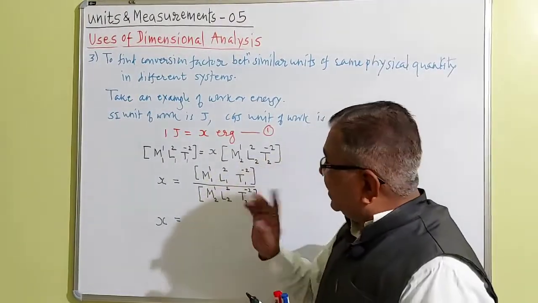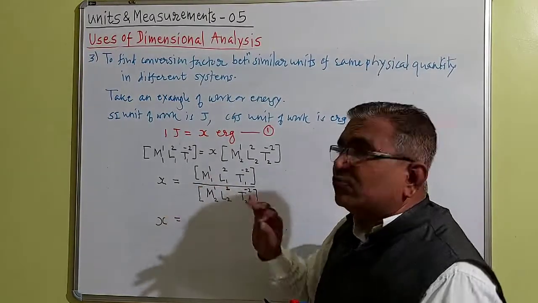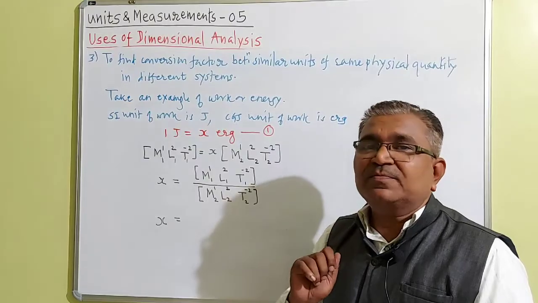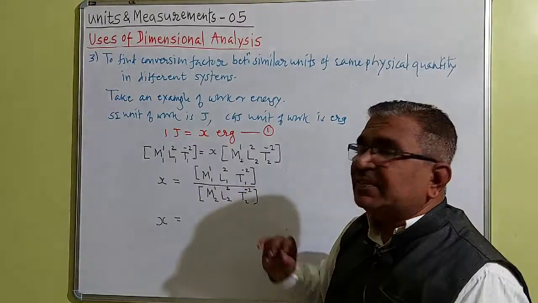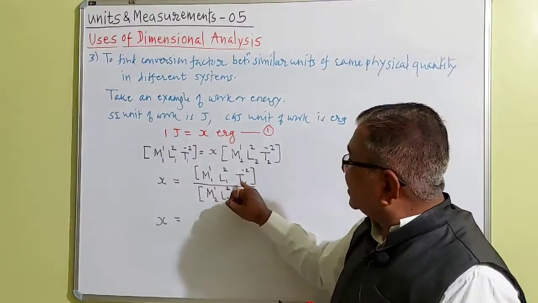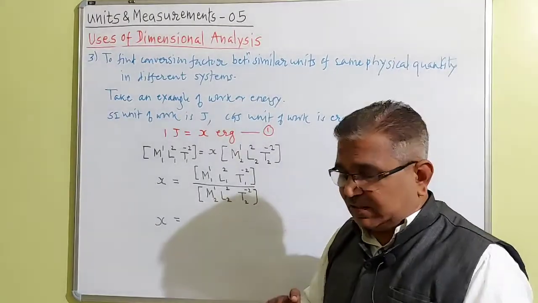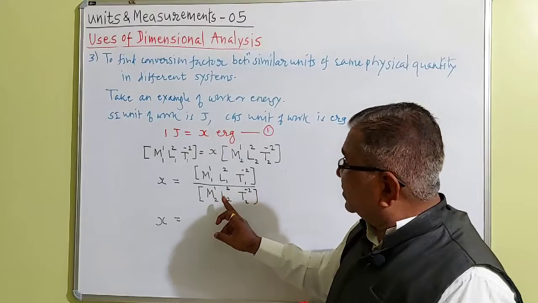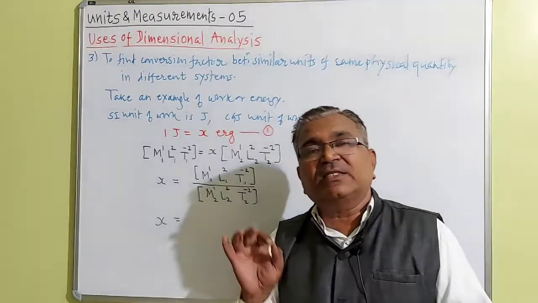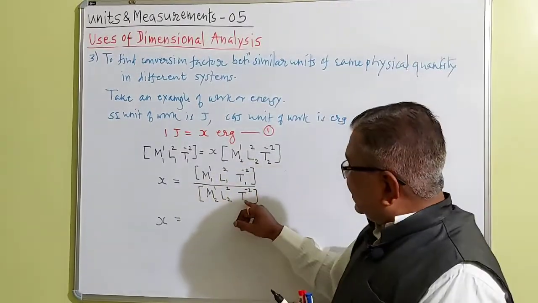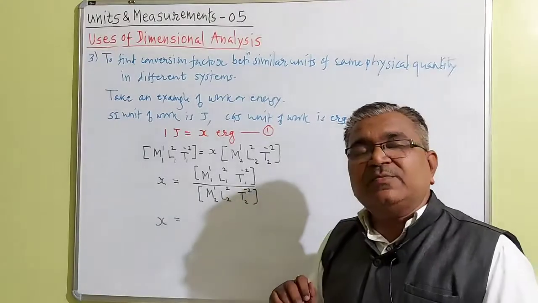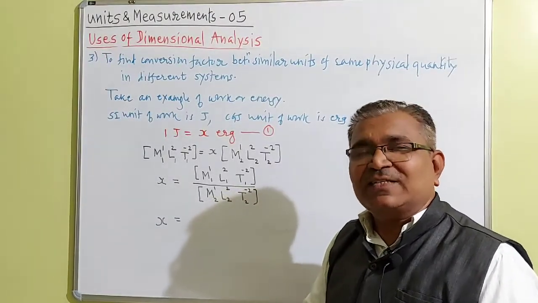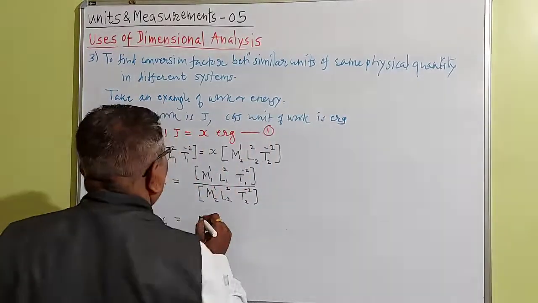Then what is the SI unit of mass? SI unit of mass is kilogram, SI unit of length is meter, SI unit of time is second. CGS unit of mass is gram, CGS unit of length is centimeter, and CGS unit of time is second. So fill up those units, what do we get? X is equal to, we can write like this.